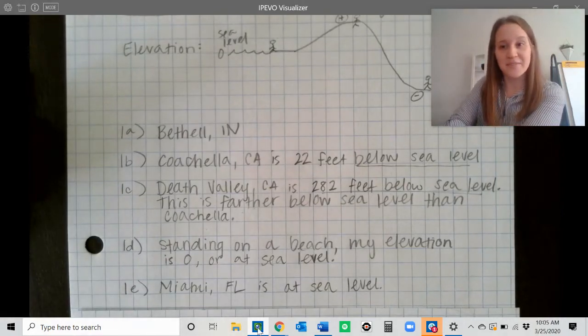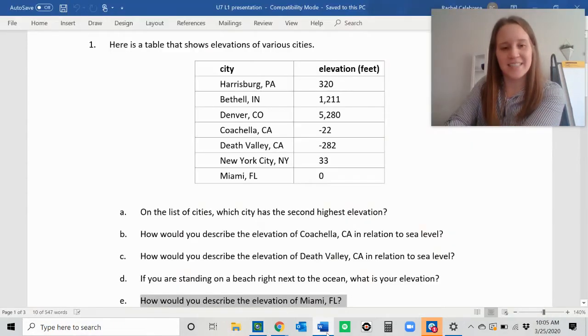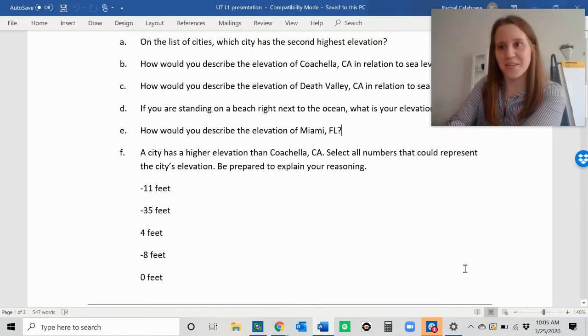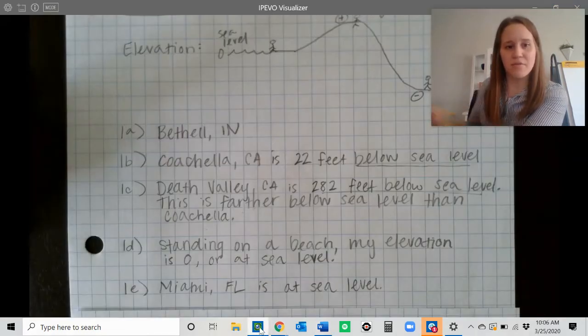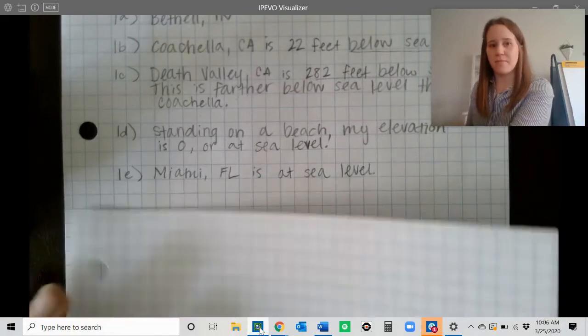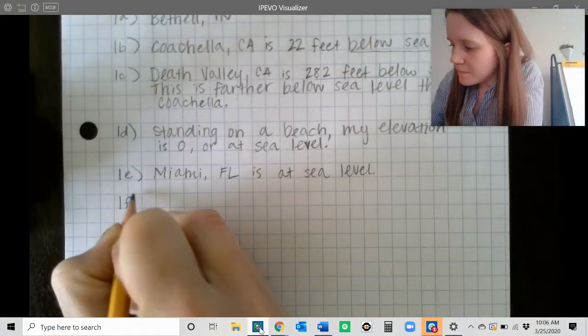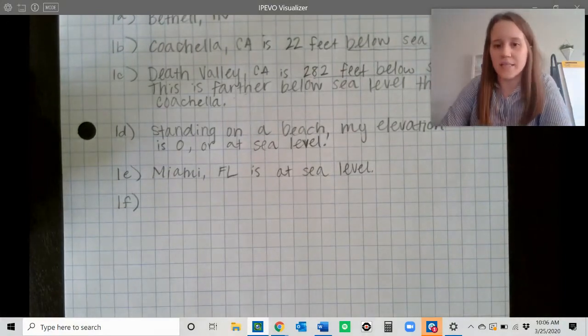Awesome. The rest of us are going to move on to the next question. Part F did not fit on the page, so we're going to do this one together. Go ahead and put a spot on your paper for 1F. I'll do that as well. All right, let's roll.